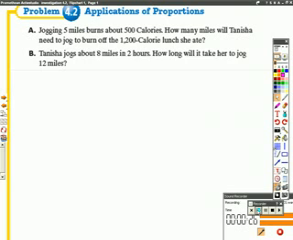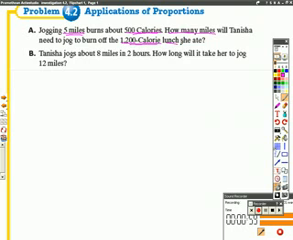Because we are covering this right now in math, I'm going to show you how an everyday situation does turn into a proportion problem and a way for you to try to solve it. So what we have is part A, jogging 5 miles burns about 500 calories. How many miles will Tanisha need to jog to burn off the 1,200 calorie lunch that she just ate? Now this is a regular situation that a lot of people do face where they're calorie counting.